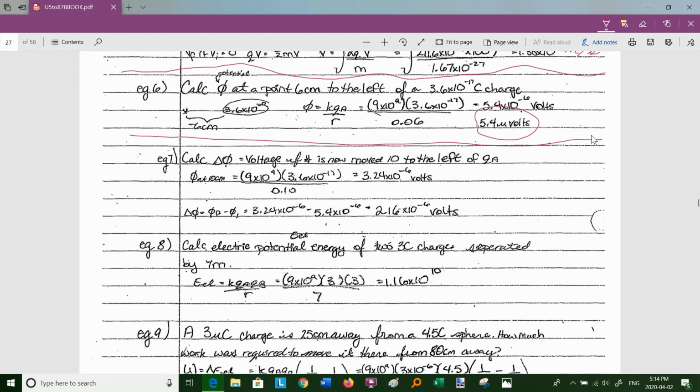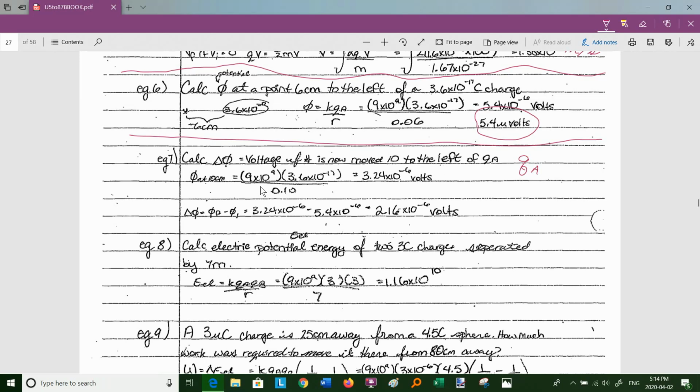Here we go, example 7. Calculate the voltage. Voltage is the change in potential. If you're now taking the evaluation of the potential to 10 centimeters to the left of that charge. Oh, so we're referring back to question 6, or are we? Let's see, 10 to the left of QA. Oh, I thought it said 9. Okay, source is QA. So yes, we are referring back to question 6.